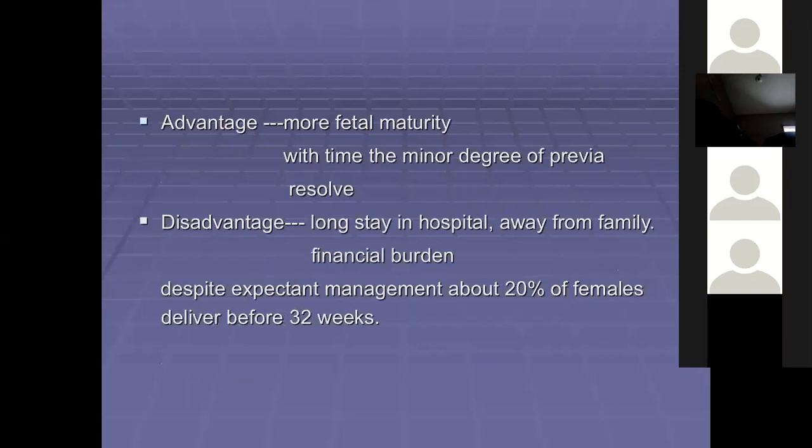What will be the advantage of this management? More fetal maturity. With time, the minor degree of previa resolves. What are the disadvantages? Long stay in hospital, obviously, day-to-day management we have to do for this patient. Away from family, financial burden. So despite expectant management, about 20% of females deliver before 32 weeks. Even if we cooperate, sometimes we don't achieve our target up to 37 weeks. Most of the time it has been seen that the patient delivered before 32 weeks.